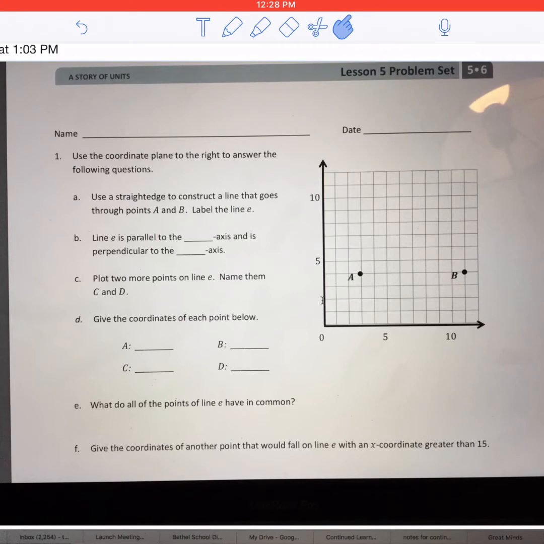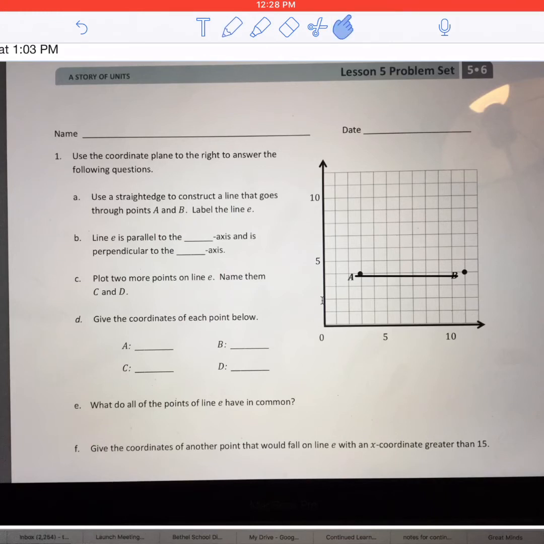The question says use the coordinate plane to the right to answer the following questions. Use a straight edge to construct a line that goes through points A and B. Label the line E. So if you don't have a straight edge, if you're in Notability, you can use the pencil tool, or if you're on your paper, which most of you should have, you can use a ruler if you have a ruler.